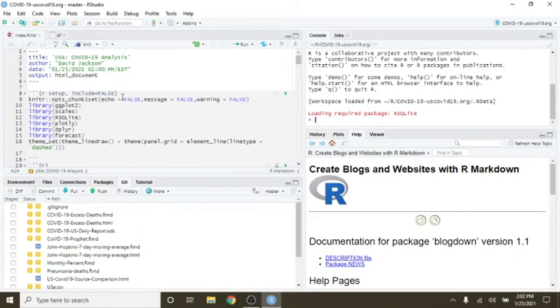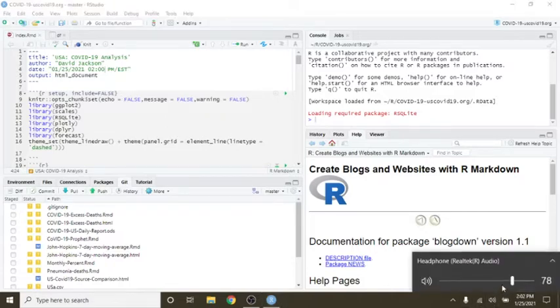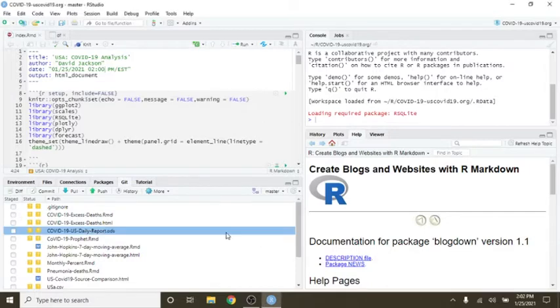Today is Monday, January 25th, 2021. And I'm getting ready to do my flagship report for today. That is the COVID-19 analysis for the US of A.